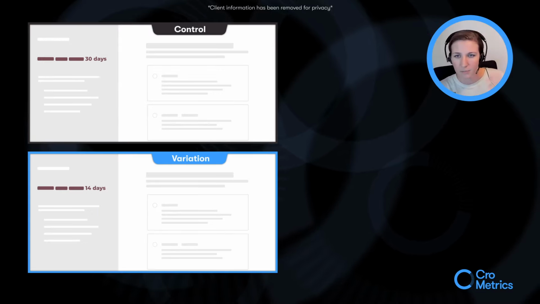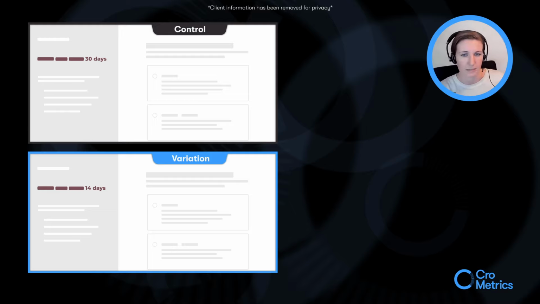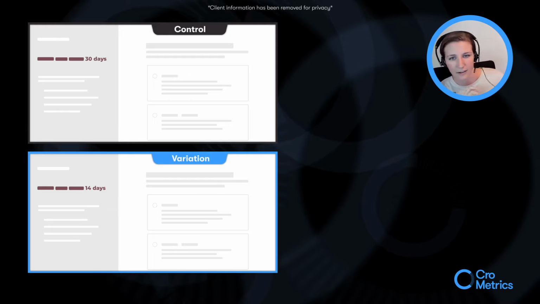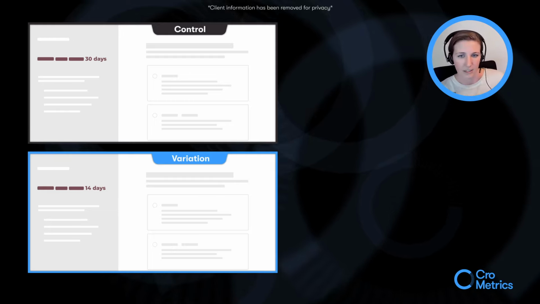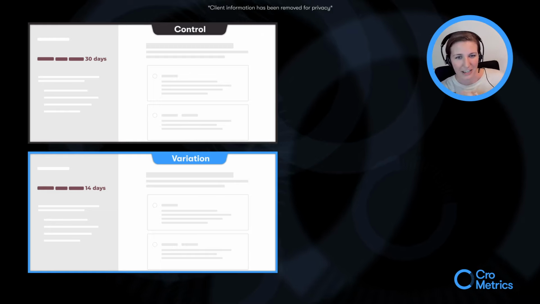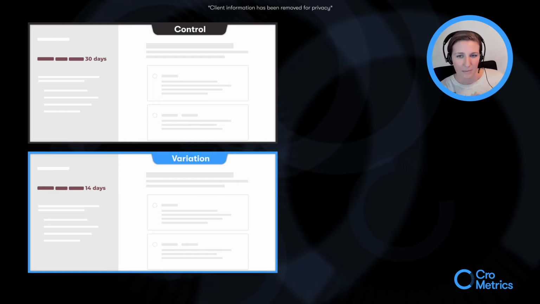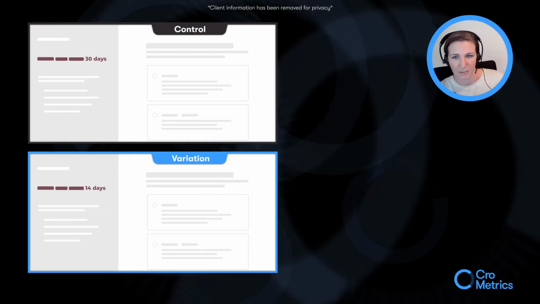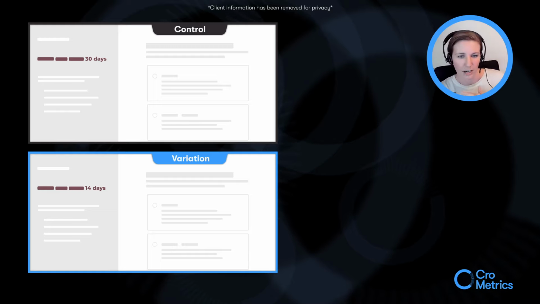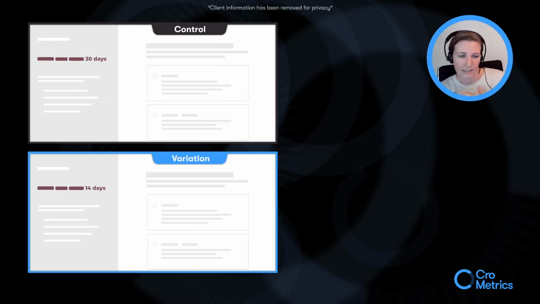In terms of building this test, it was a little bit complex because we had to hunt down everywhere that it said 30 days and make sure that that changed appropriately. So if you're thinking about doing this with a client, make sure that you get the full scope of this test, because it seems very simple, just changing a couple numbers, but it can get tricky when you have to make that change in many different places on a site.